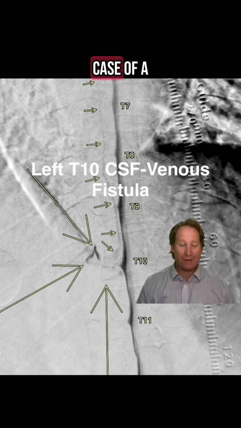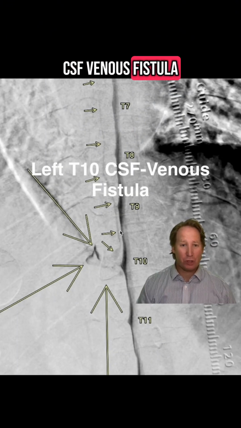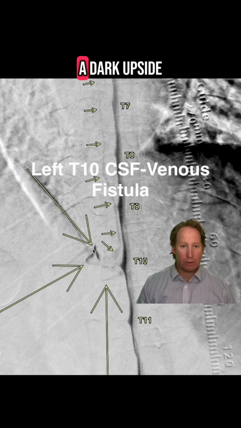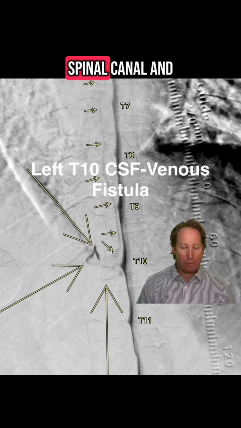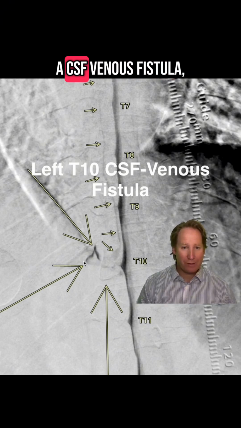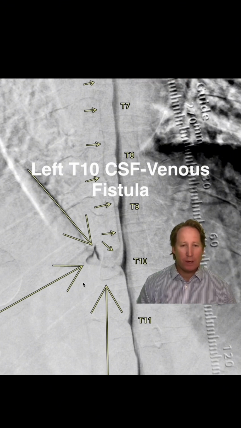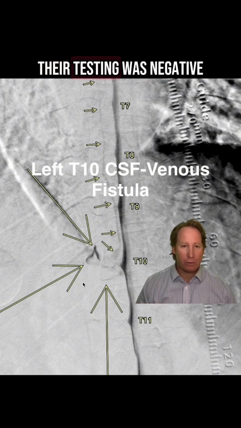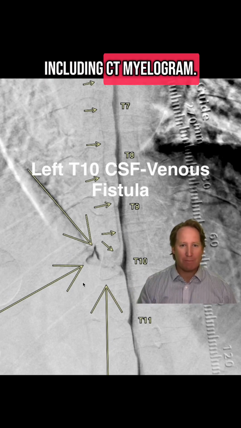This was the case of a CSF venous fistula. You can see this looks like a dark upside down V. This was actually CSF that was seeping out of the spinal canal and into a nearby vein. So it's called a CSF venous fistula. And so this was the source of a leak in this patient. Again, all of their testing was negative, including CT myelogram.